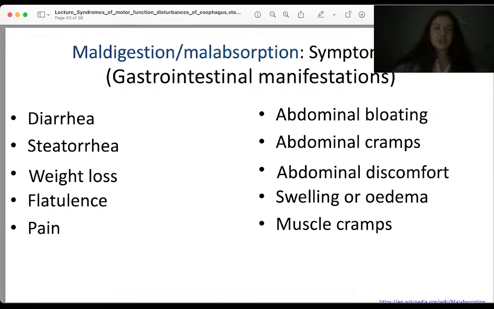Symptoms of maldigestion and malabsorption. They can be gastrointestinal, with GI manifestation, and non-gastrointestinal. Gastrointestinal symptoms of maldigestion and malabsorption include diarrhea, steatorrhea, for those who don't know, it is undigested fat in the stool. It is weight loss, flatulence, pain, abdominal bloating, abdominal cramps, abdominal discomfort, swelling or edema, and muscle cramps.